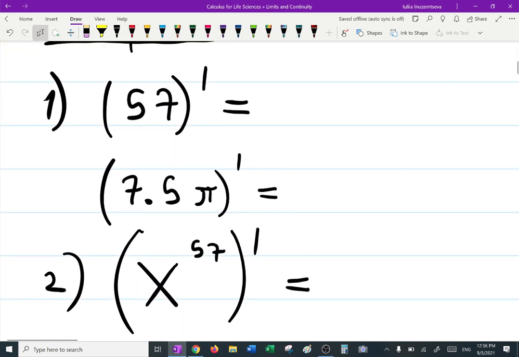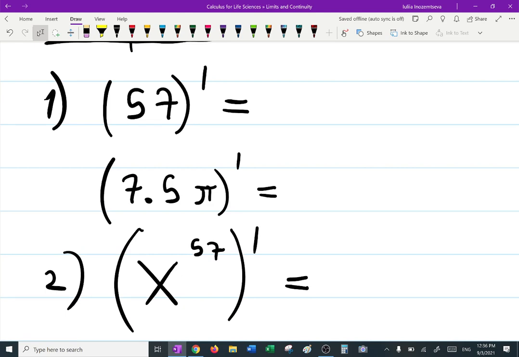So, very interesting. What is the derivative of 57? Well, how do you know it's zero? It's a constant. How fast does a constant change? Zero fast. So that is the idea.